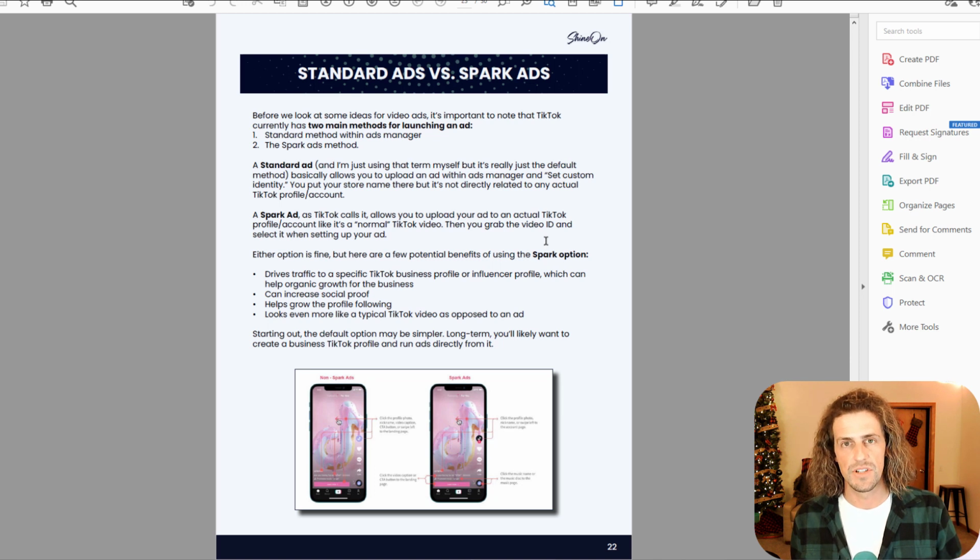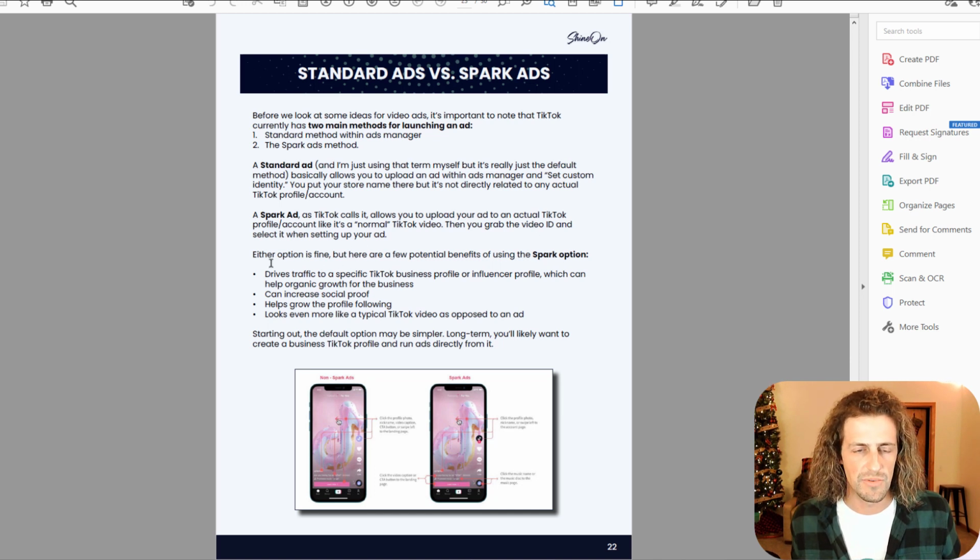Versus Spark ads, which actually is creating a store TikTok profile. Just like any individual creates their own username or handle that they use on TikTok, you would create that for your store, and that's kind of your page, or kind of like a Facebook page. And then you would run ads to a video on your profile, basically, for your business. And so what you can do with that one is, once you've created the videos within TikTok, you can then find the video ID and link directly to that from within the TikTok Ads Manager. So that's sort of the difference there.